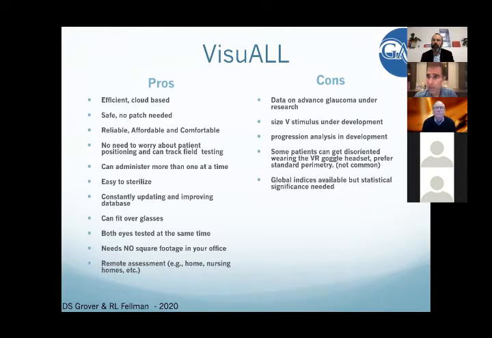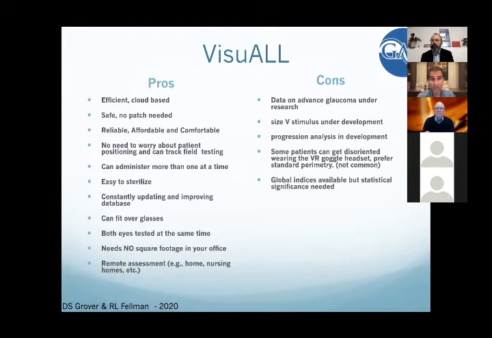What are some of the cons, or things that are less desirable right now about the VisuALL? The initial data that was published was on normals and mild glaucoma, so there's still not a lot of data available on advanced glaucoma. But that's what's expected with this new technology. The data is being analyzed and rapidly being generated, and we will continue to work to evaluate this in a scientific, evidence-based manner to continue to show validity.